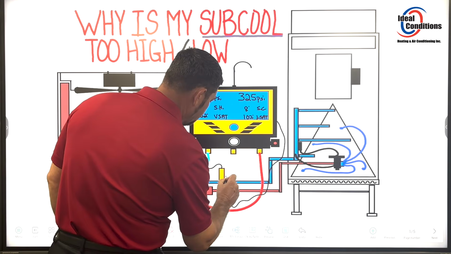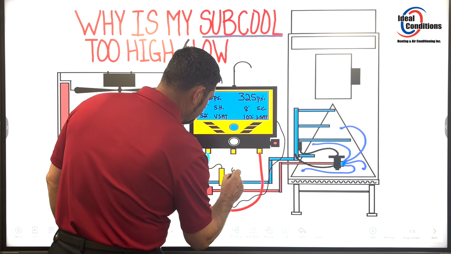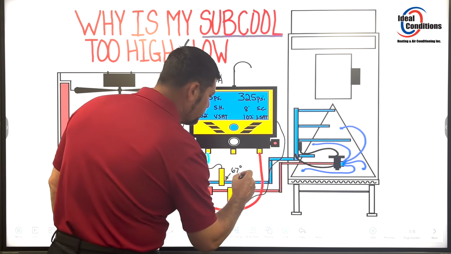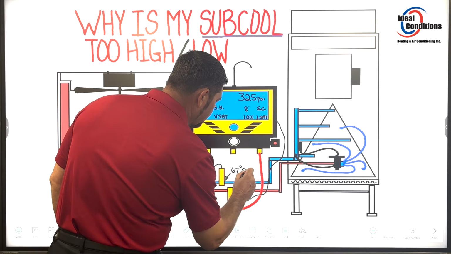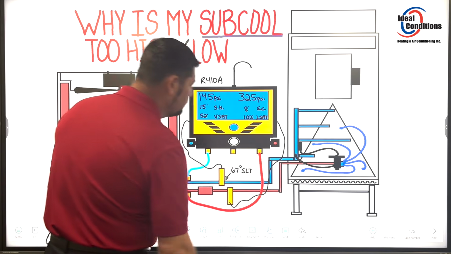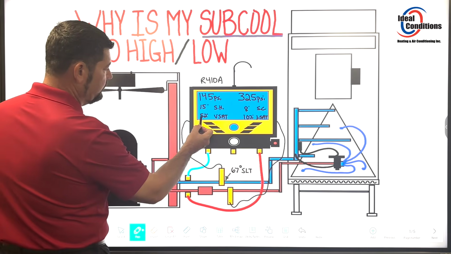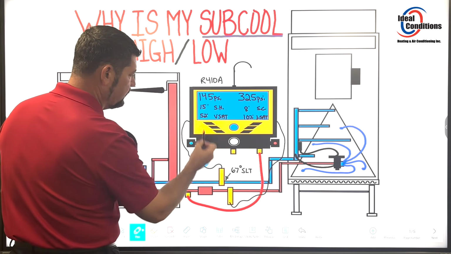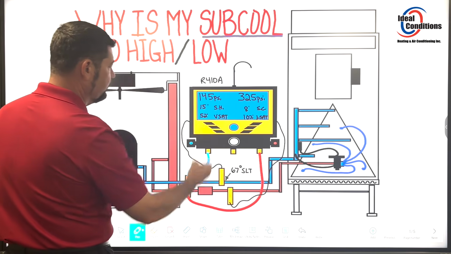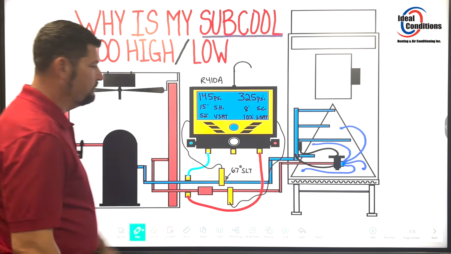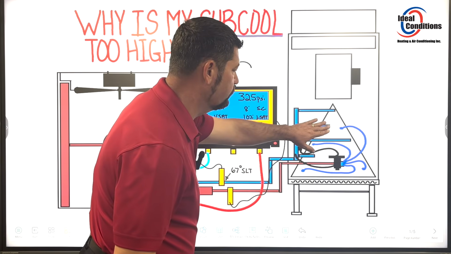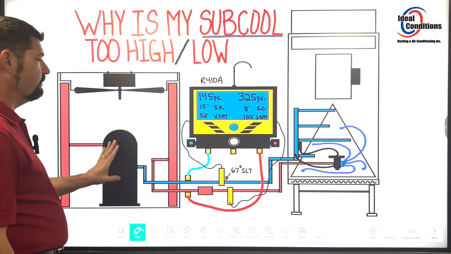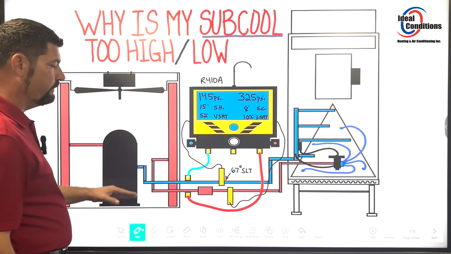So if I read 67 degrees here, and this would be suction line temperature, so I'm going to say SLT, right? Then the difference between the vapor saturation that's related to that 145 psi and this 67, it's a 15 degree superheat, which means I have the right amount of vapor ratio leaving my evaporator coil. Very safe for my compressor. I'm not going to lose any oil there.